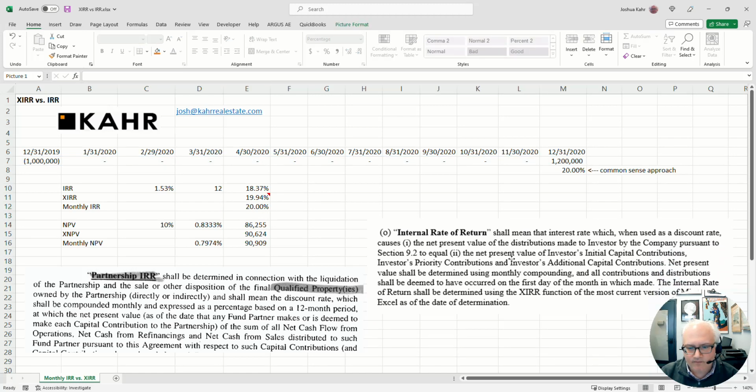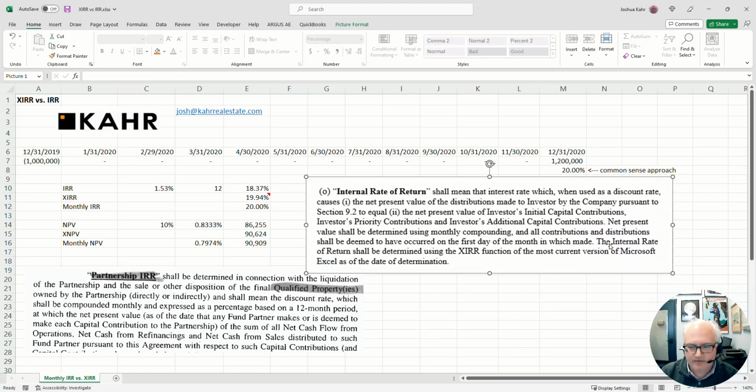On the other hand, this version is saying, right down here in this final sentence, the IRR shall be determined using the XIRR function of the most current version of Microsoft Excel as of the date of determination. Now, it should be noted that this paragraph is actually screwed up, because while the last sentence is doing an XIRR, sorry, I just knocked my headset off, the sentence before that is saying ignore the fact it's an XIRR, do everything on a monthly compounding. So this paragraph is a little confusing, to be honest. They really should have deleted one of those sentences and been clear.